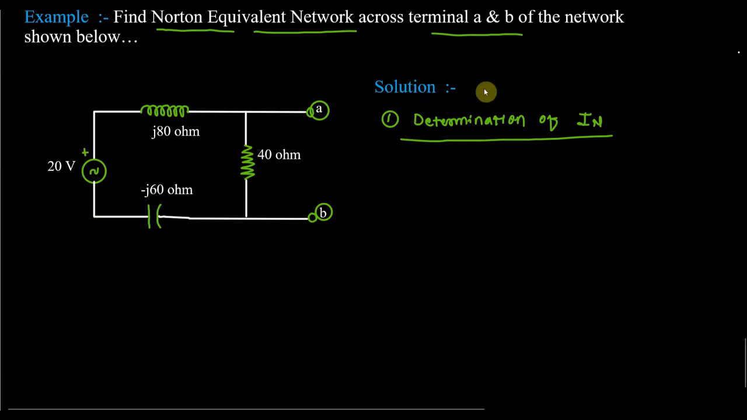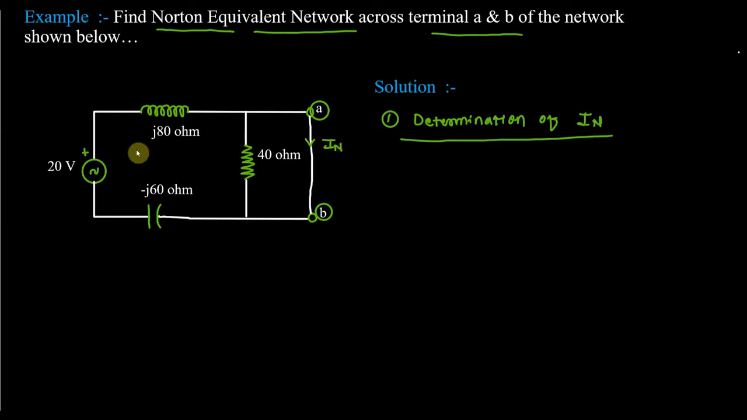So I have given you the procedure. What is the procedure? Put a short circuit across terminal AB. So I will put a short circuit across AB and mark the current IN there. And then, by using mesh analysis, determine the value of this IN.